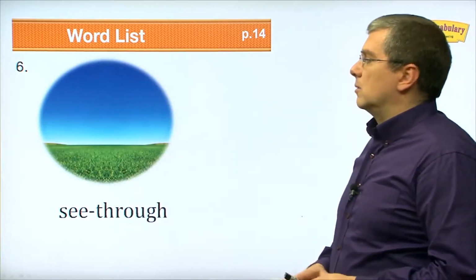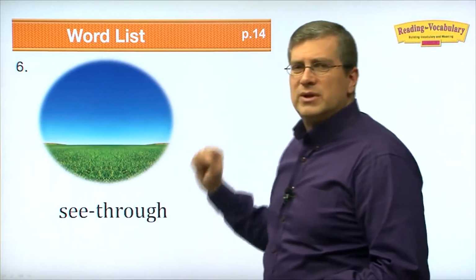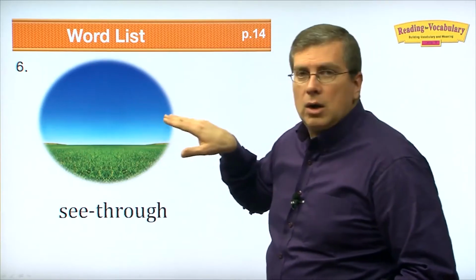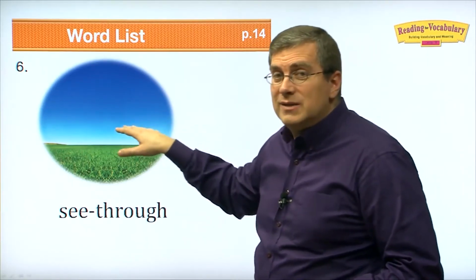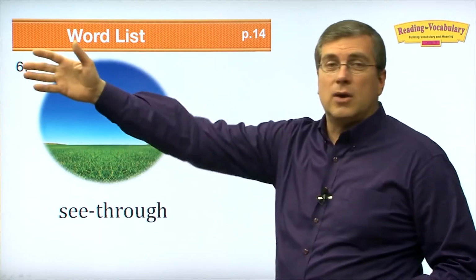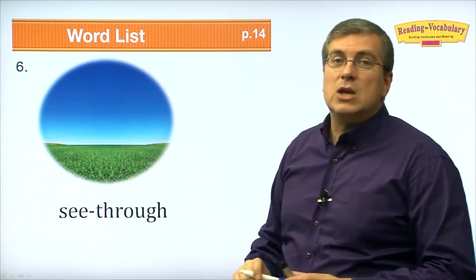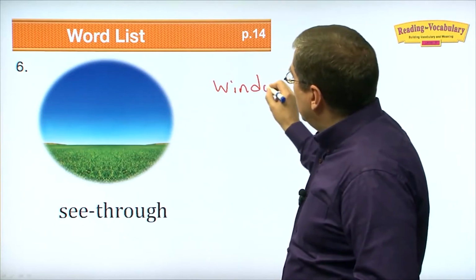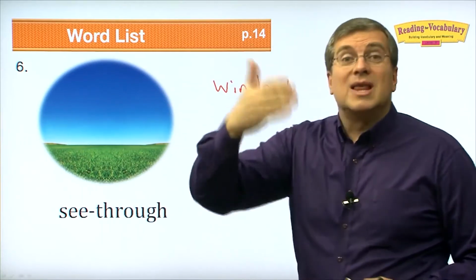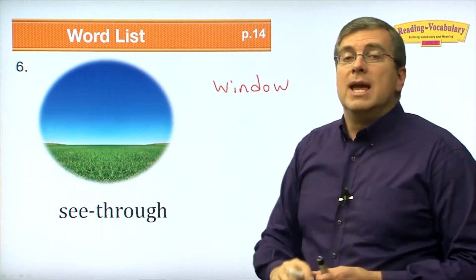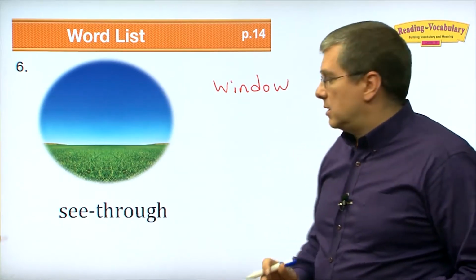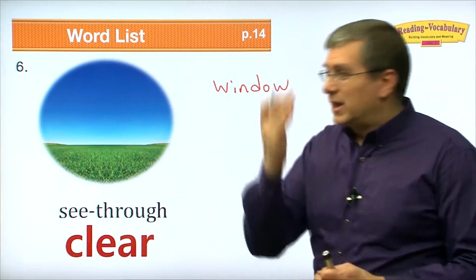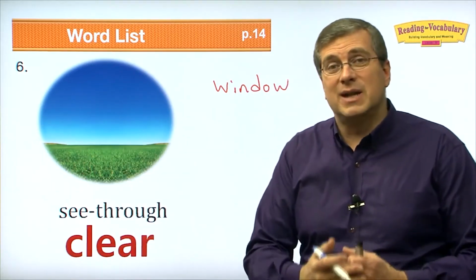Next one, see-through. Now this picture, I have to explain it a little bit. To see through means you can see through the air very easily. Another thing that you can see through is a window. You can see through the glass of a window. But you can't see through the window if it's not clear. If the window is dirty, you can't see through it because it's not clear.